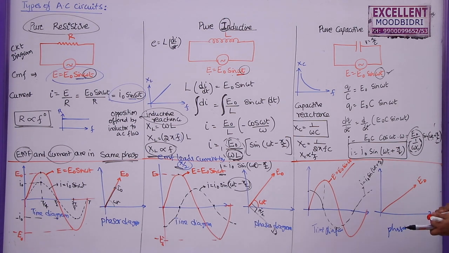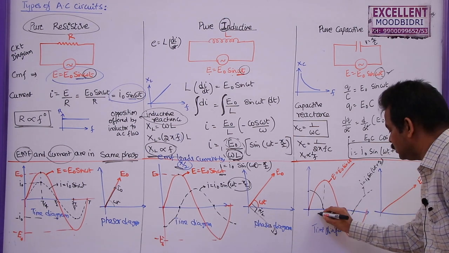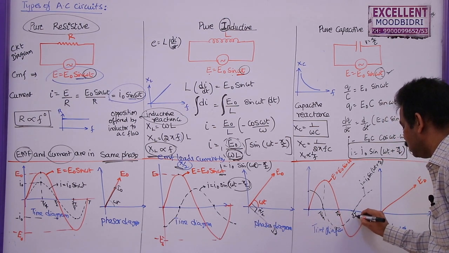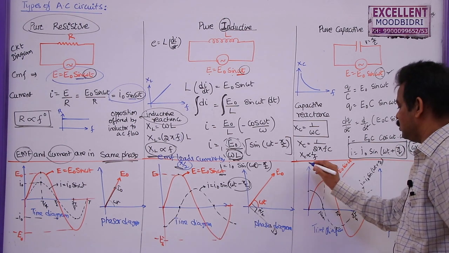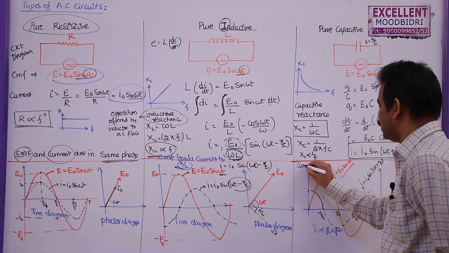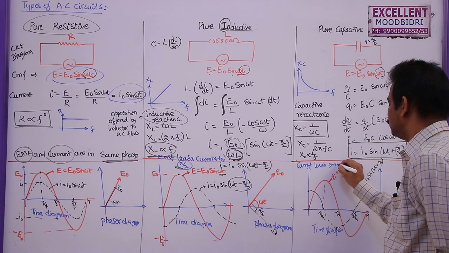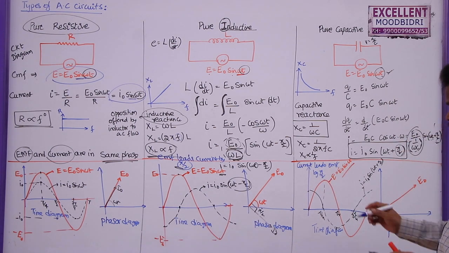So this is the variation of EMF and current with time, where the times are T by 4, T by 2, 3T by 4, T. But where do we need to draw the current here? Here current leads the EMF by 90. So I am going to write: current leads EMF by 90 degrees or pi by 2 radians.